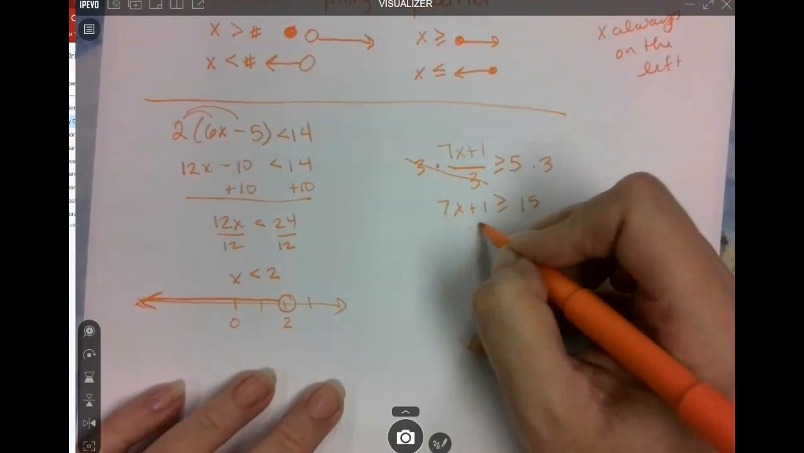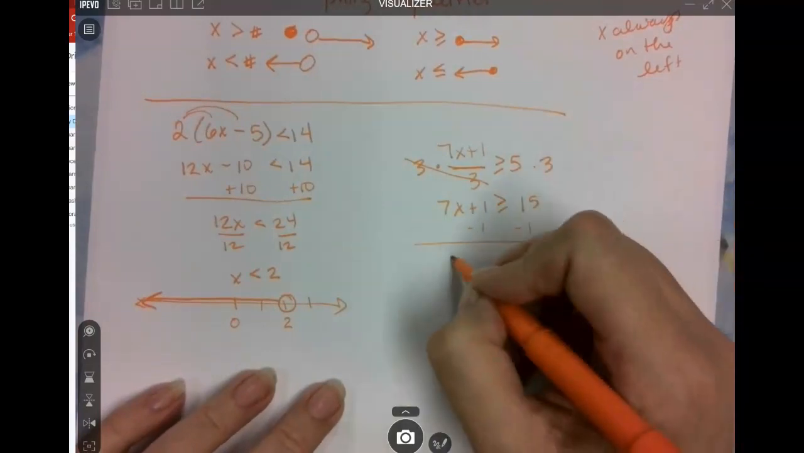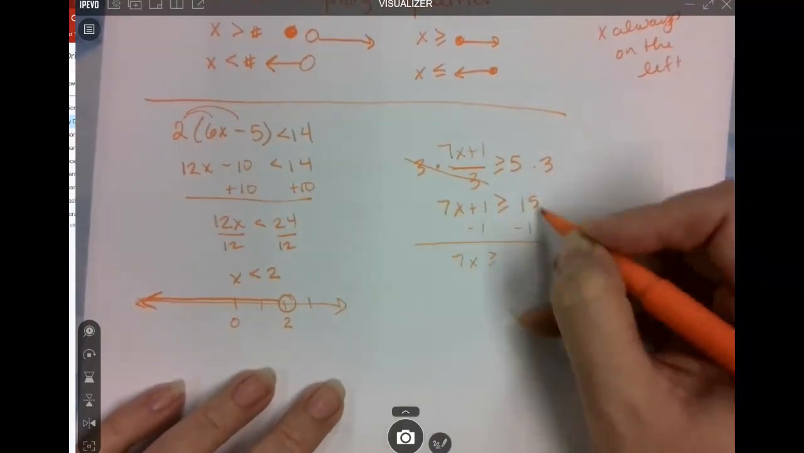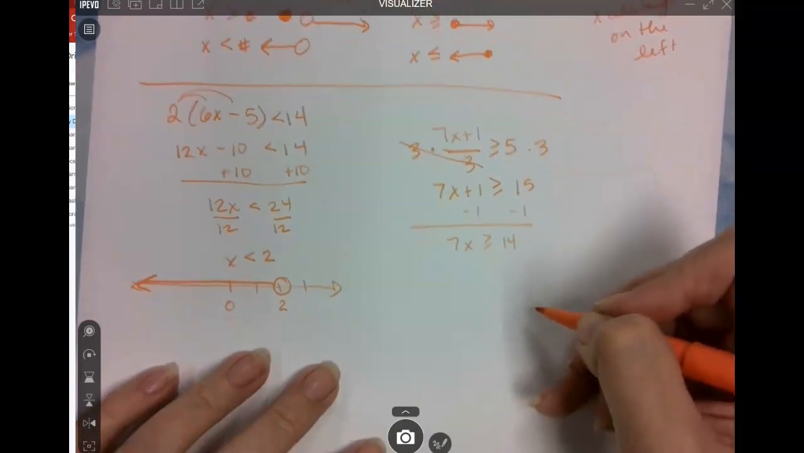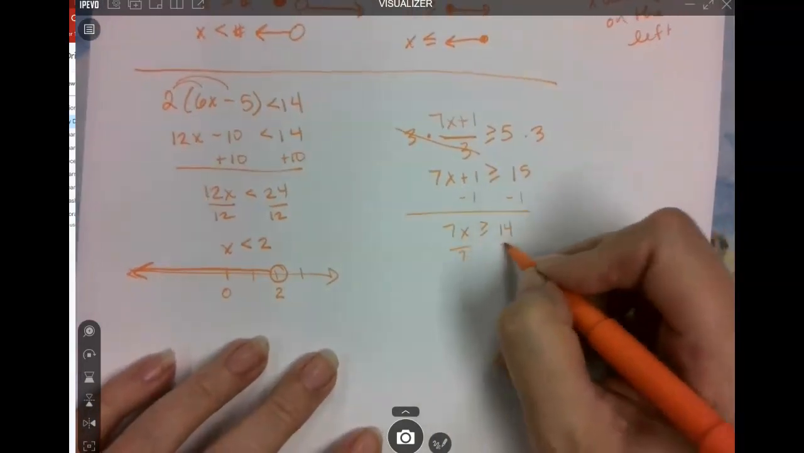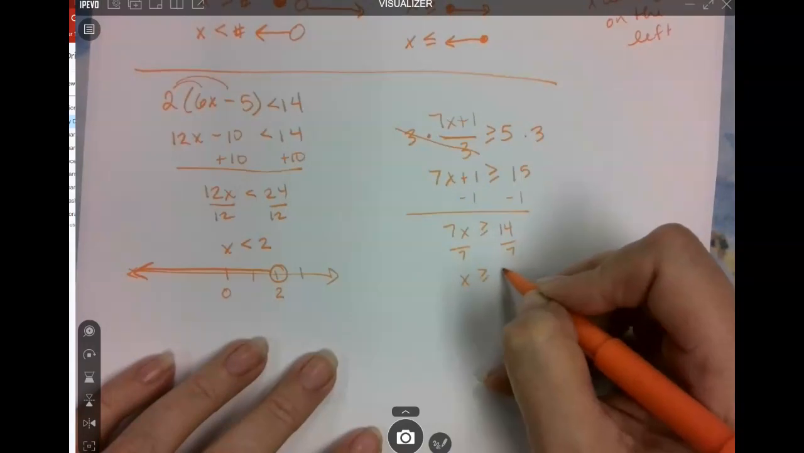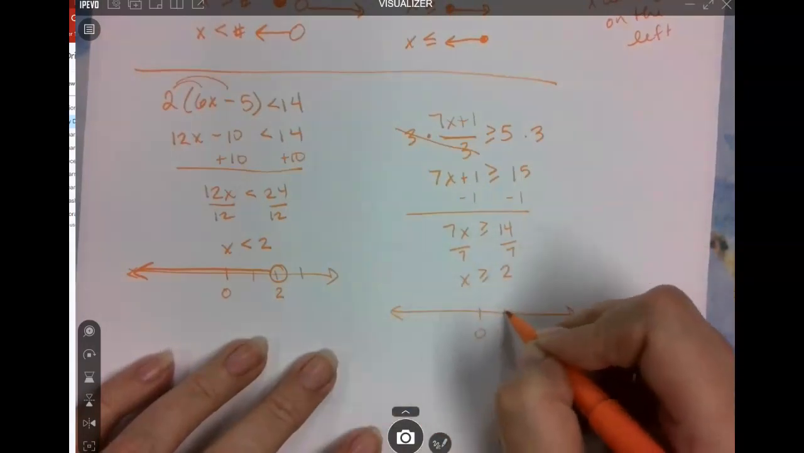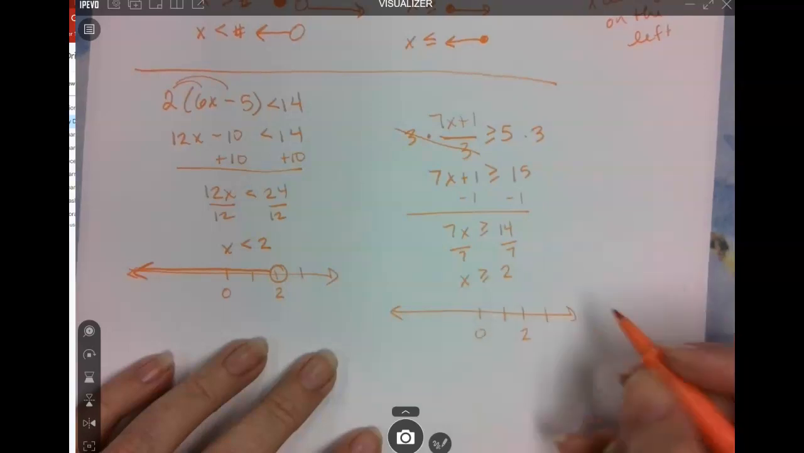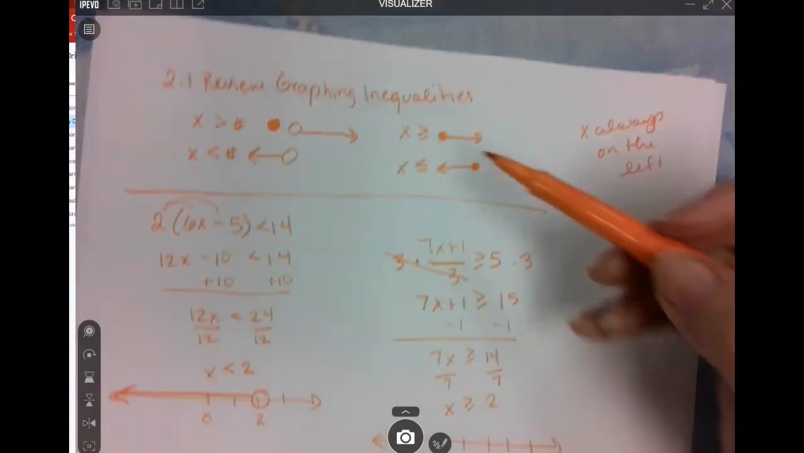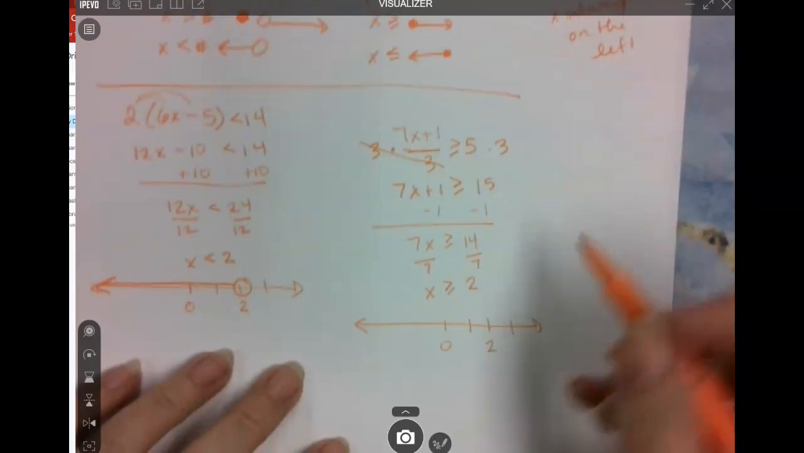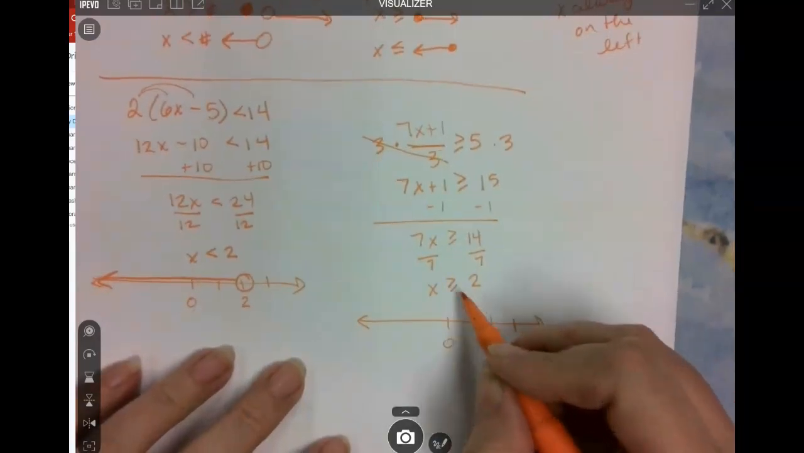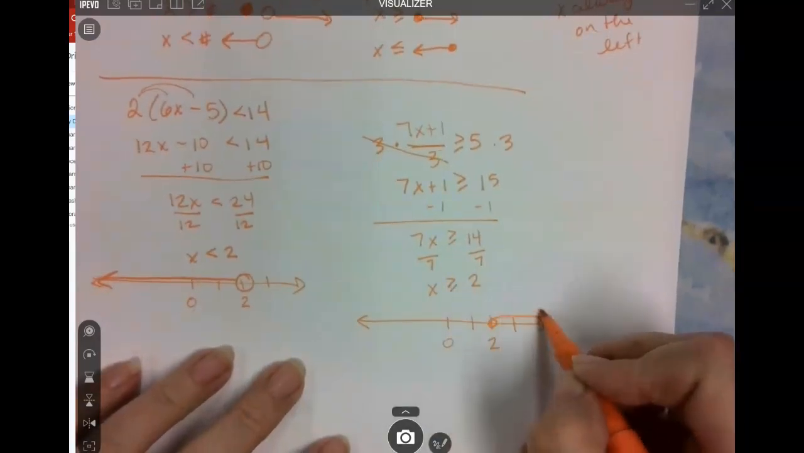Then I'm going to minus the 1. Then I've got 7x is greater or equal to 14. Then I'm going to divide by the 7, and I get x is greater or equal to 2. Draw my number line, 0, 1, 2. And I want the colored in circle, and if it's greater than, it's pointing this way, just like that, and it's going this way.